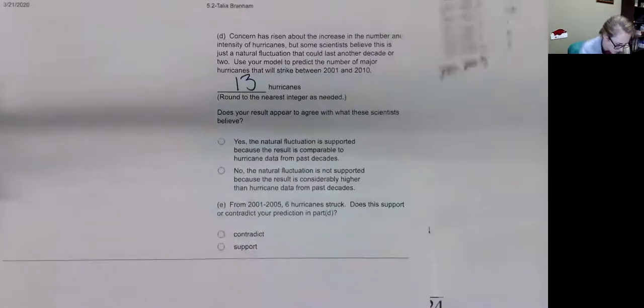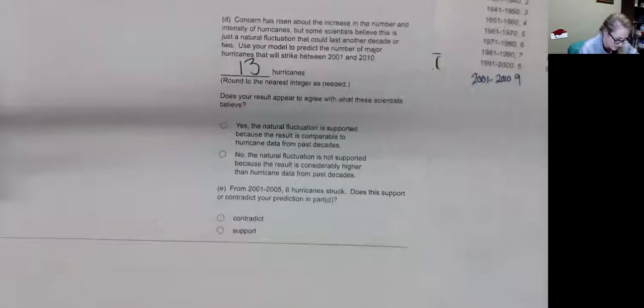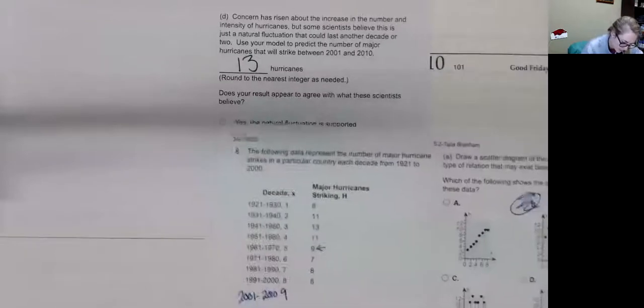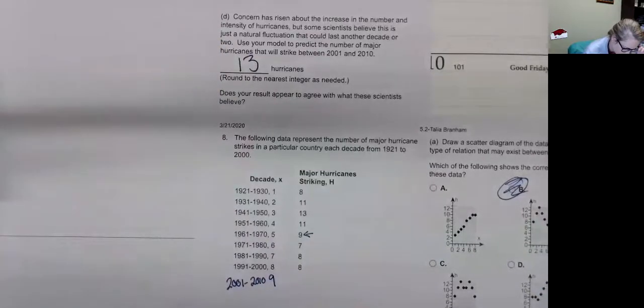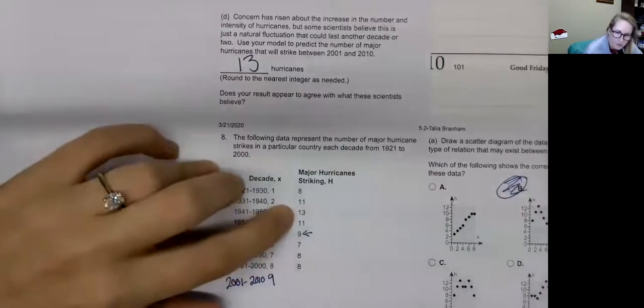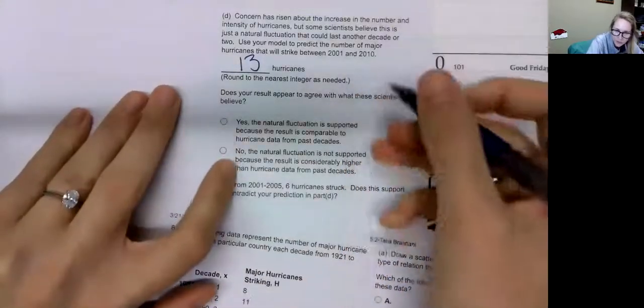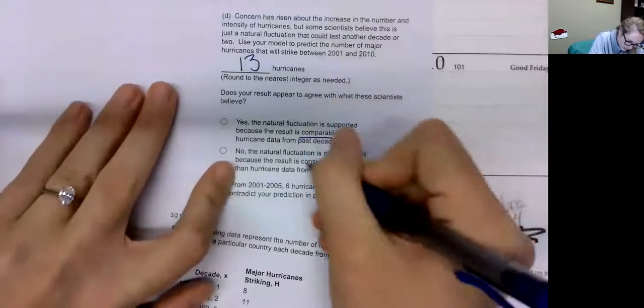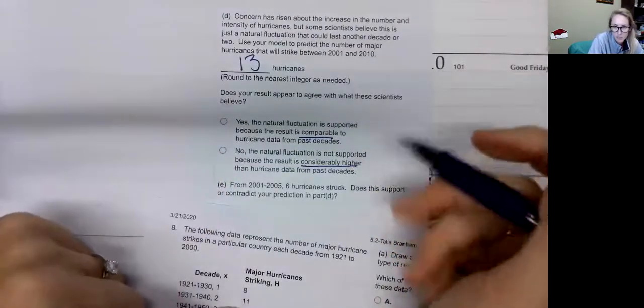Do you believe your result appears to agree with what the scientists believe? So I'd look at my chart, and the scientists believe that it's a natural fluctuation. 13 has been there before, so it's going to be yes, because it's comparable. This one says comparable, where this one says it's considerably higher. So just pay attention to that. There's a 13 on it, so it's not considerably higher.